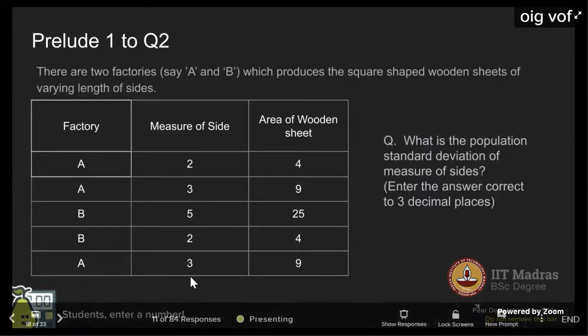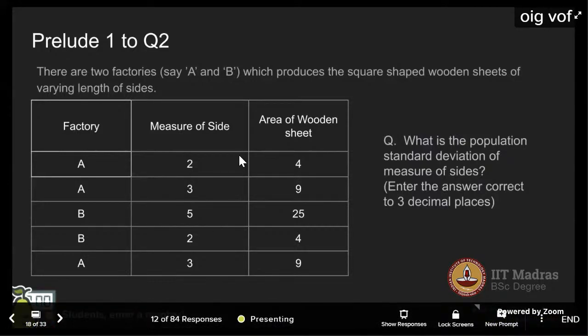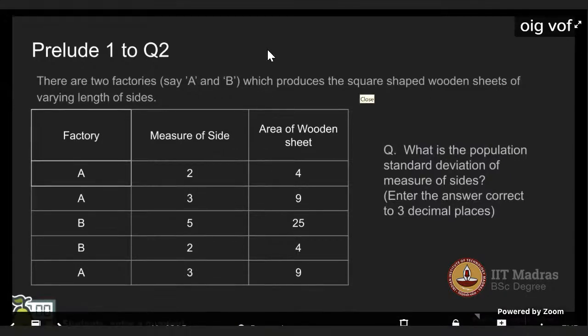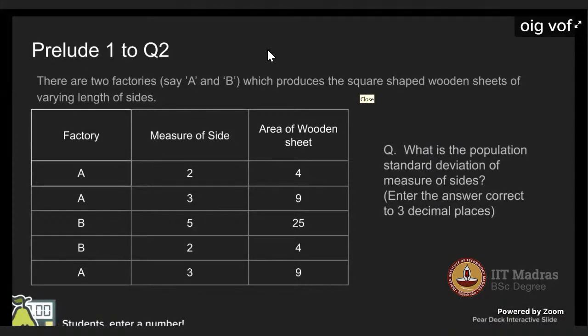Only 11 people have responded. It's calculative, so it will take time. Okay, let's just wait. You are able to see the question, right? Yes, sir.